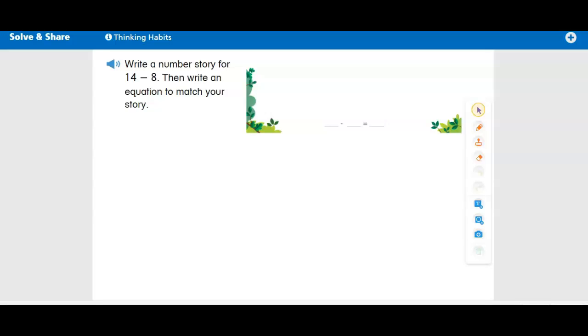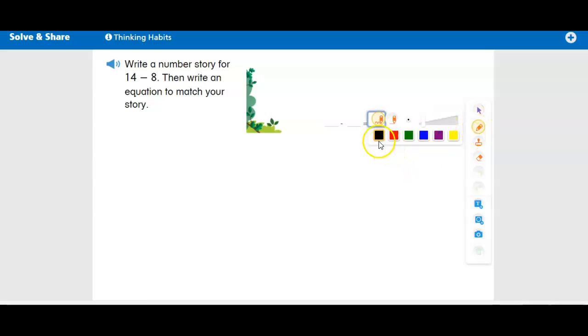We also see that it has a subtraction symbol in it. So be thinking about, what does this mean? Are we going to be adding or taking away something? Think of the words that we can use in this problem to help show what our equation is asking for. So we need to write a number story for 14 minus 8.